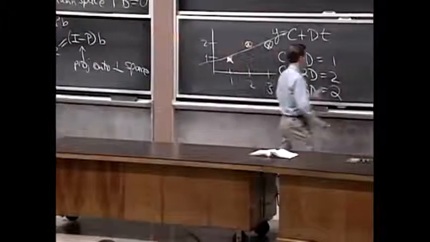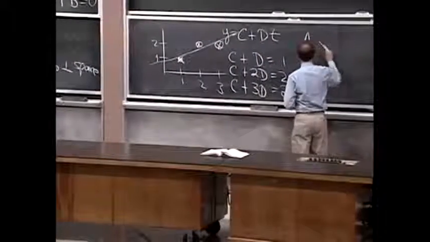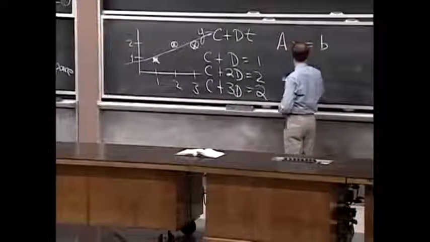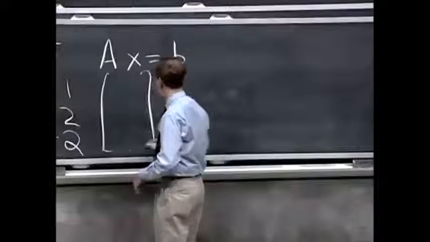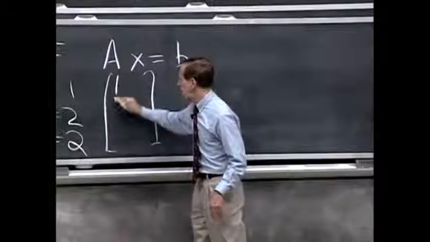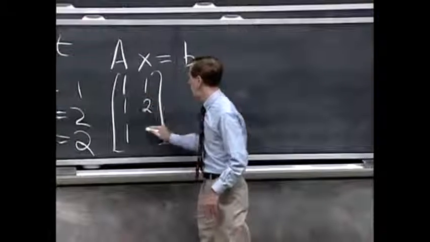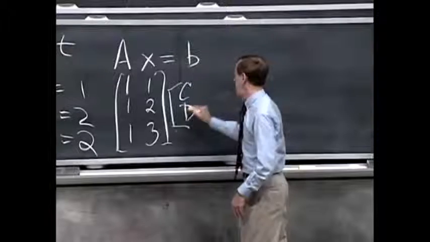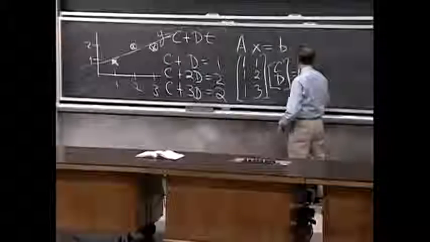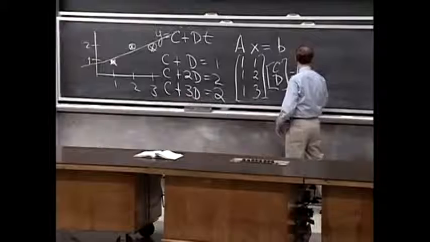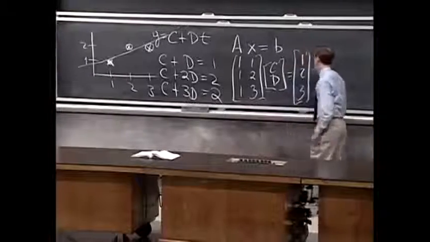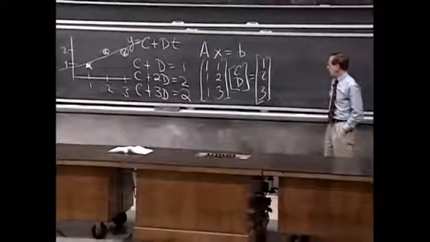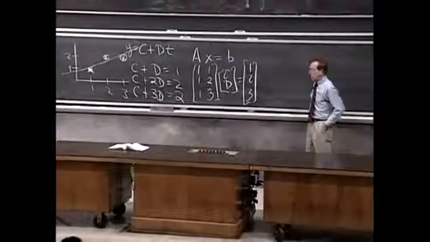So this is my equation, Ax equals b. A is this matrix, 1, 1, 1, 1, 2, 3. X is, I only have 2 unknowns, c and d. And b is my right-hand side, 1, 2, 3. No solution.